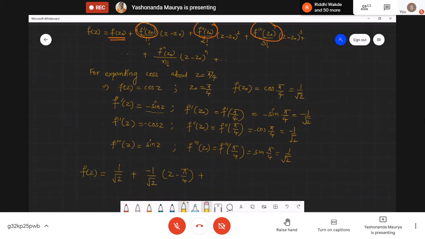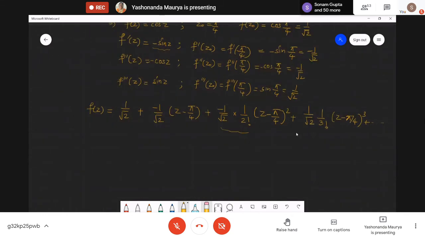The next term, f double dash, will be minus 1 upon square root 2 divided by 2 factorial, multiplied by z minus pi by 4 whole square, plus, now the third derivative, 1 upon square root 2, 3 factorial, z minus pi by 4 raised to the power 3, and so on. Just this much. So we need to simplify this a little bit. We can multiply these numbers that are appearing. That's the only simplification that we'll do.